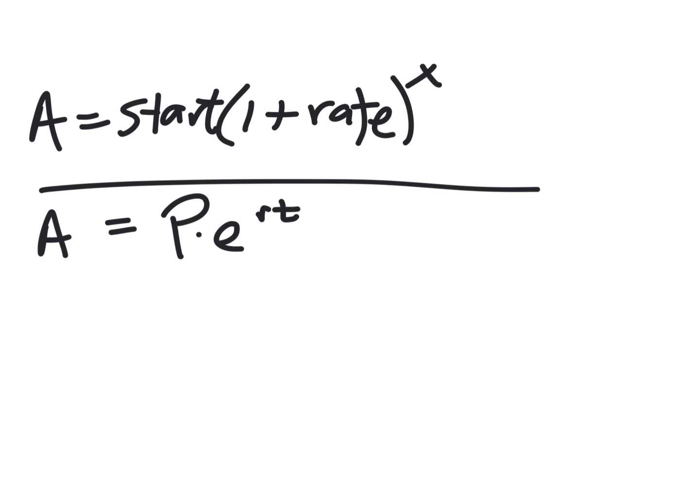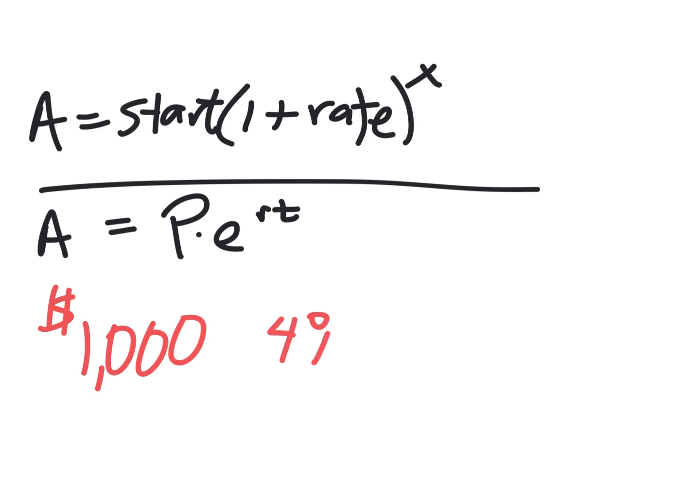Which one should I use? Okay, so here's the question. You got $1,000. Your rate is 4%. Your time is 3 years. How do you know which one to use? Did I ever say the word continuously? No. Then you use this one, which is easier.